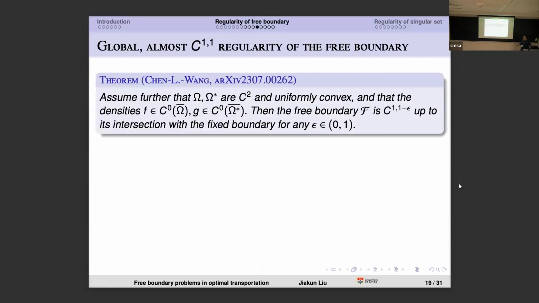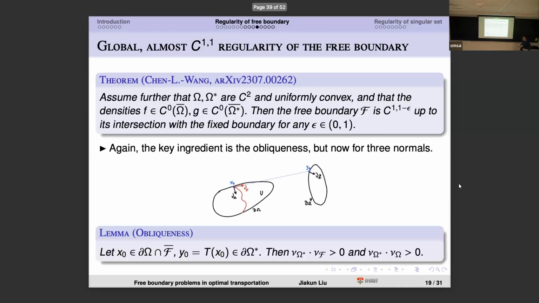Okay, so once we prove there's no cusp, then we can go further. We can prove the free boundary is almost C^{1,1}. So almost C^{1,1}, that means the global regularity. The free boundary is almost C^{1,1}, that means the free boundary is actually C^{1,1-epsilon} up to the intersection point. Okay, for arbitrary epsilon smaller than 1, but it's never achieving 1 because we have a counterexample. I'll show you later on. So this is almost C^{1,1}.